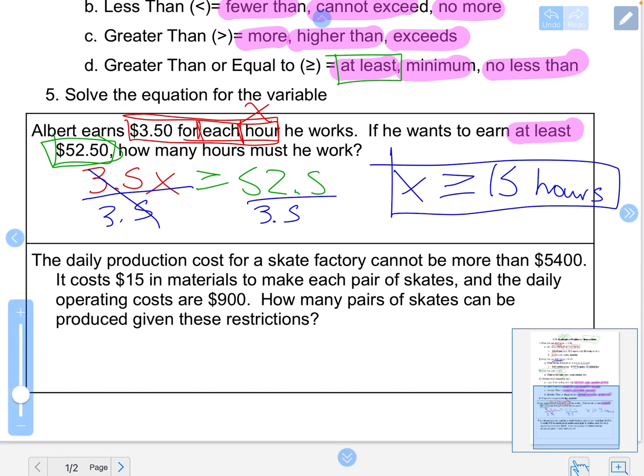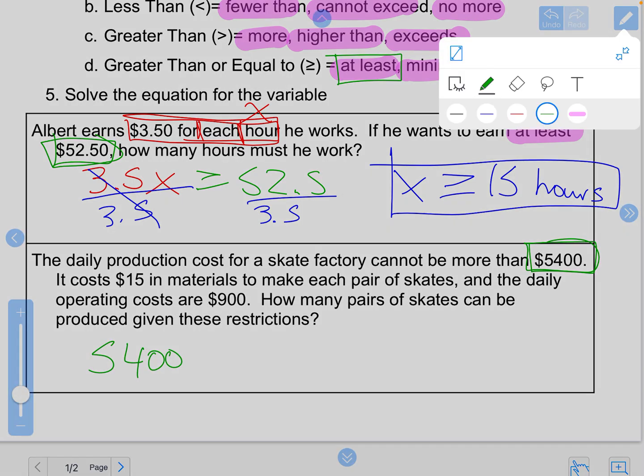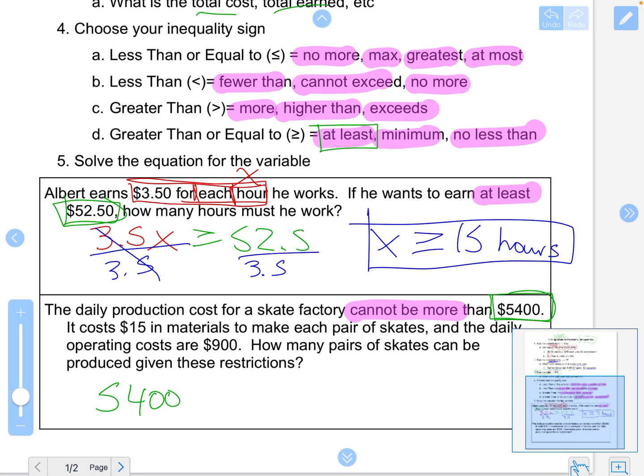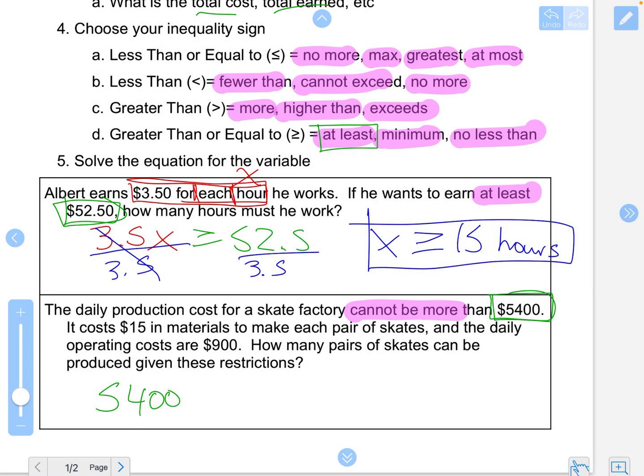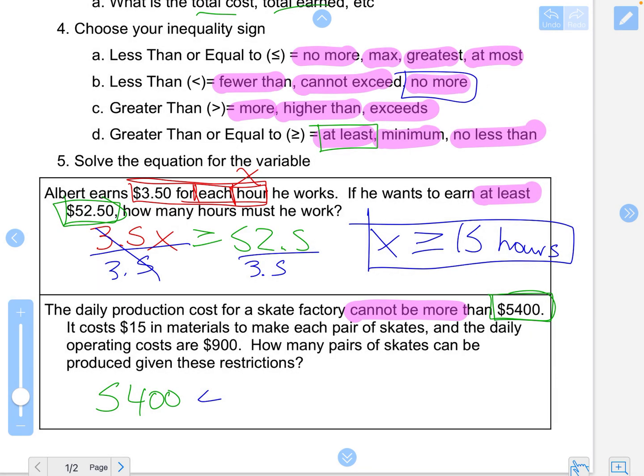All right, our next problem. The daily production cost for a skate factory cannot be more than $5,400. So that's my total, $5,400. And then we're looking at cannot be more. So that would be the same thing as no more right here. So no more is going to be less than, not less than or equal to. So now let's keep reading our problem. It costs $15 in materials to make each pair of skates. So skates is going to be my x, and so it's going to be 15x.